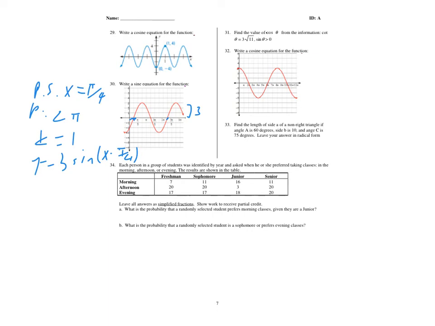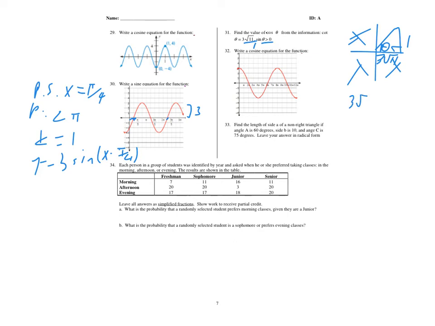All right, next up here, they tell me the cotangent is 3 rad 11 over 1, and sine is greater than 0. And so if cotangent is positive, it couldn't be these two, but if sine is positive, it can be that one. So I'm going to go into the first quadrant, and so cotangent, let's see, that's going to be adjacent is 3 rad 11, and opposite is 1, so I need to find the hypotenuse here.